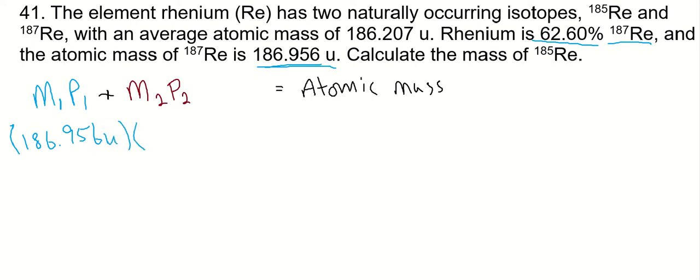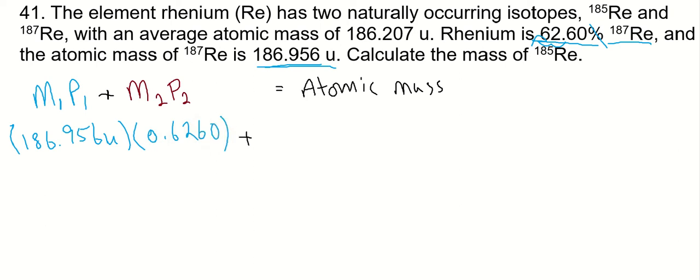And multiply that by the percent. Now I'm going to turn this percent into decimal form by moving the decimal over two times. That'll get rid of the percent. You can use your percent function if you want on your calculator, but I prefer using decimal forms, 0.6260.